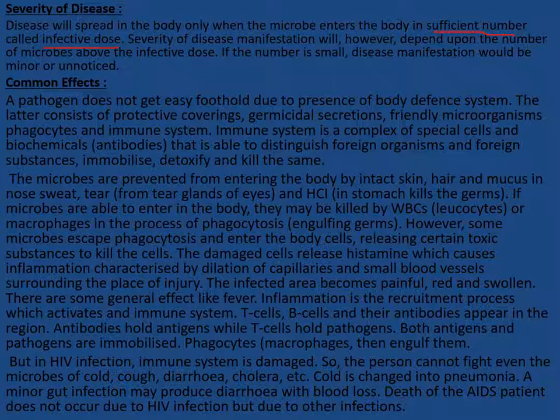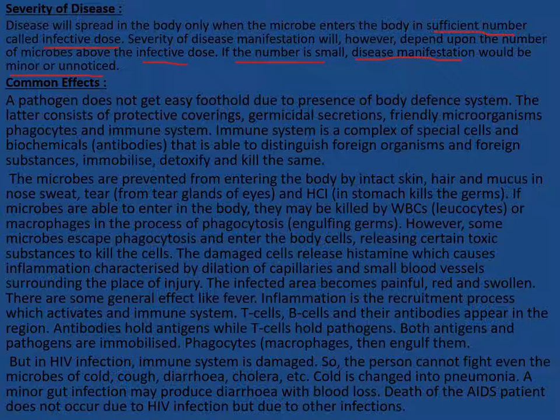Severity of disease manifestation will, however, depend upon the number of microbes above the infection dose. If the number is small, the disease manifestation will be minor or unnoticed. If the number is very small, the disease can be cured very easily, and that is a minor disease. If the number is larger, the disease is very risky and will not be cured in a very short period of time.